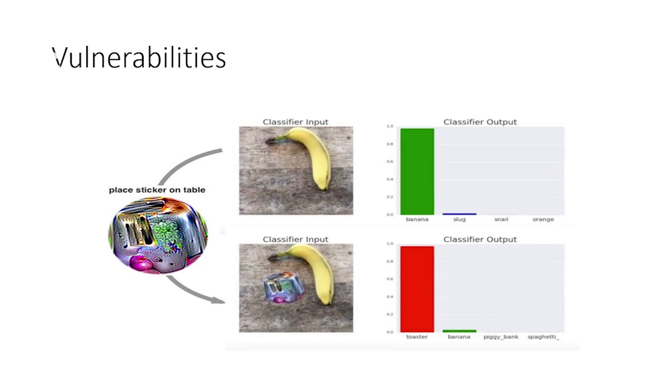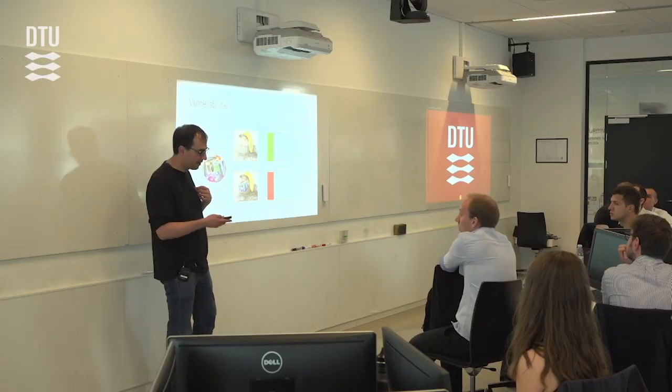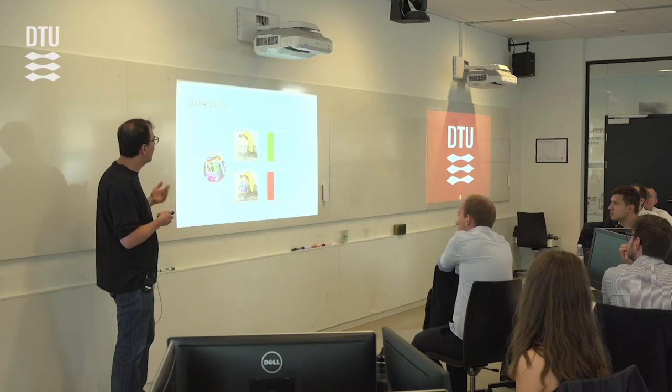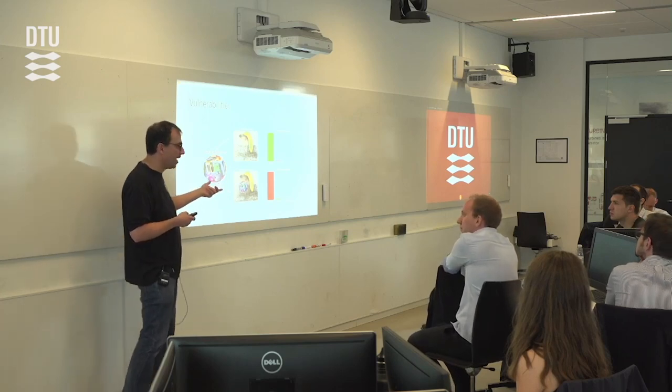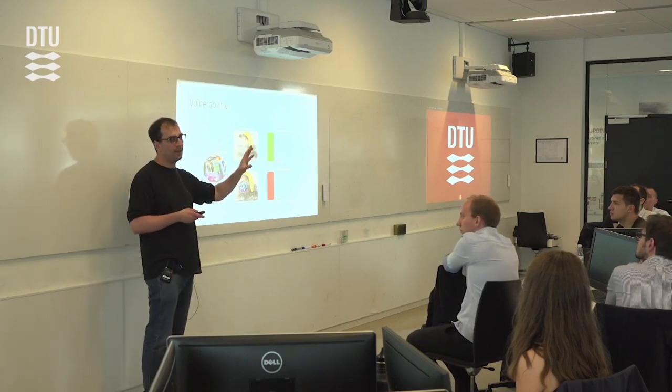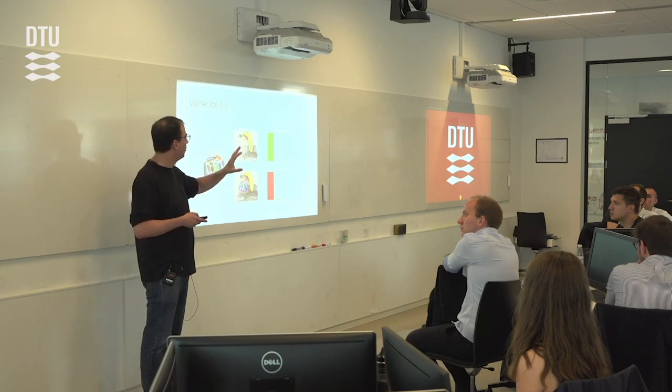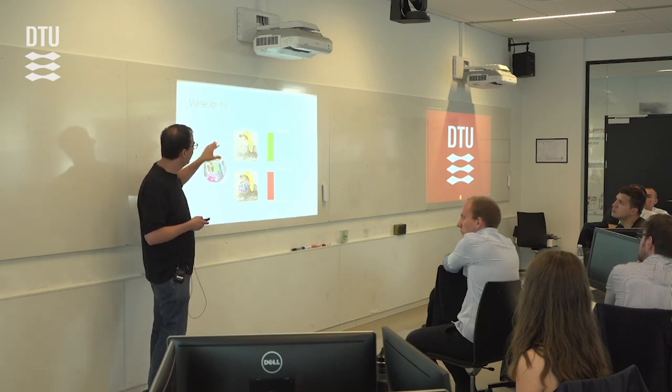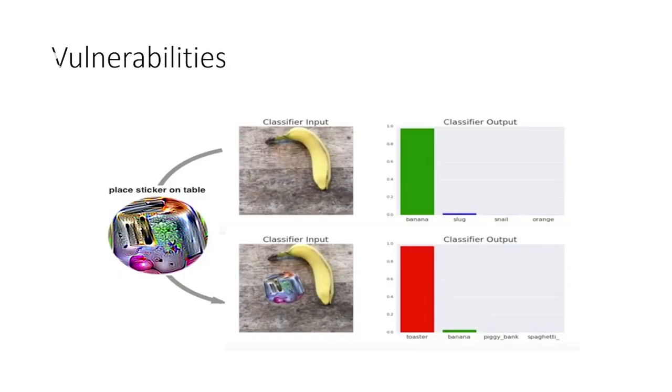For other systems that are less visual, that may be a real problem. It can be a real vulnerability, and there are many others. This is just one of the first examples. There are examples where you cannot really see the patch, and there are also over-the-air attacks, which means that I'll hand you a banana and show it to the image recognition system, and it will think it's a toaster.